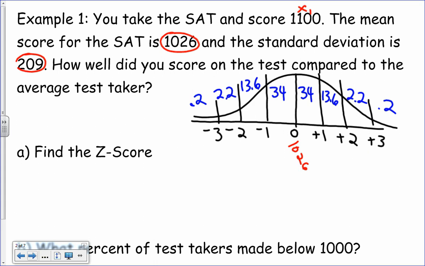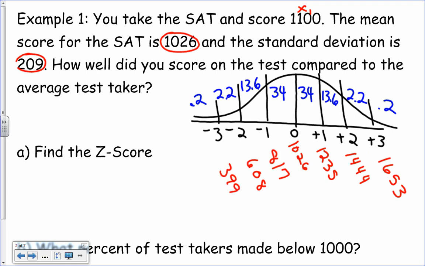To the right, when you add 209, you should get 1235, 1444, and what's that say? Can you read that? 1653. To the left, when you subtract, you get 817, 608, and then 399. So that's what your table looks like.